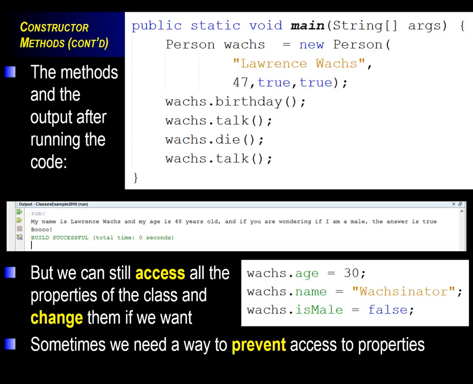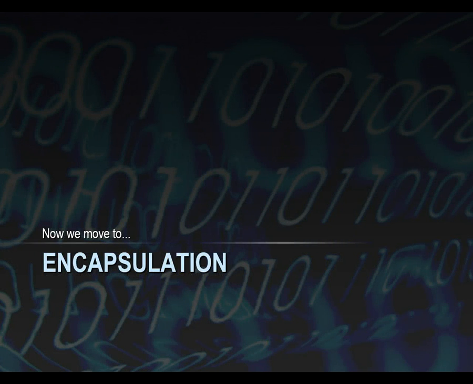And as we just did, if I wanted to, I could go in like I'm doing here, which I wish I could do in real life, and change my age to 30. That would be nice. I'm not sure if I want to change my is male to false. Maybe, you know, it might be. Who knows? And I'm not here to judge. And my name to, for example, Waccinator. Maybe I want to change my name. Maybe I want to change the spelling of my name. So sometimes we don't want that to happen. Often we don't want people to be able to change all that stuff.